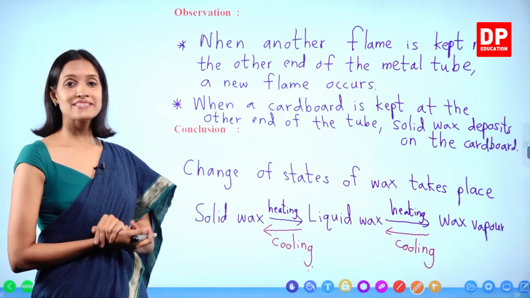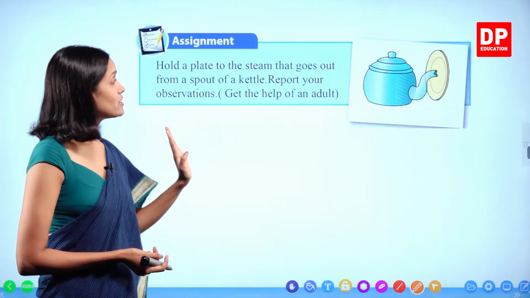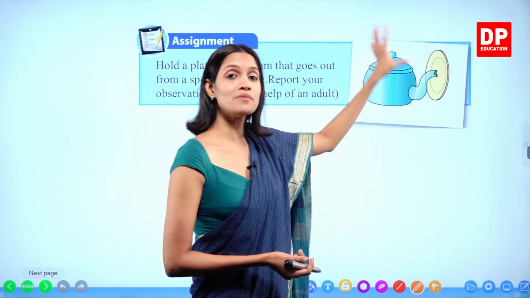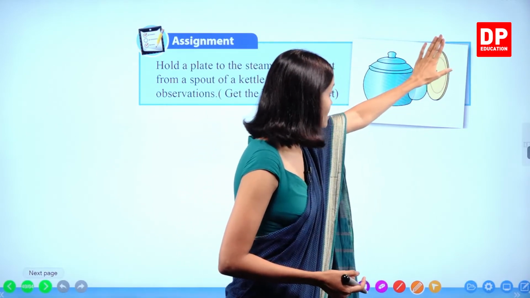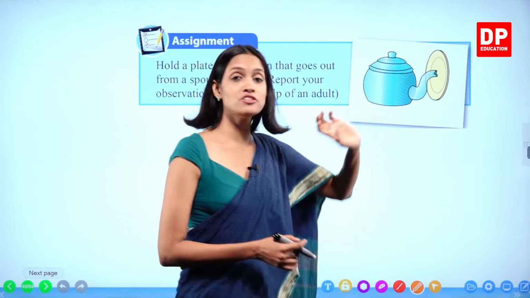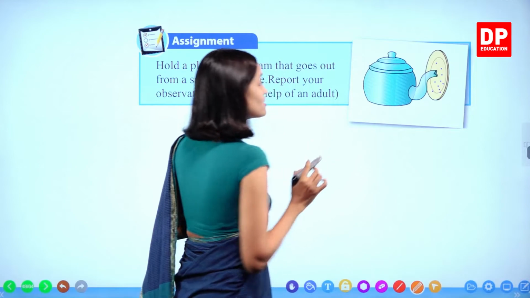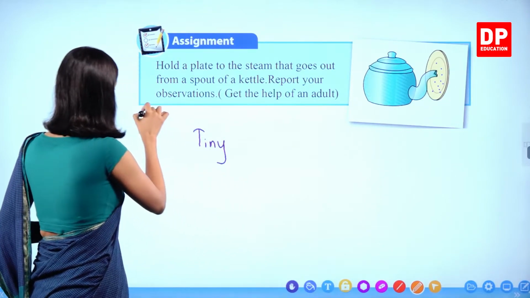Okay, children? We'll move on to the next. Right, children? Assignment we have to do here. You all can do this at home, but you have to get the help of your parents because this is a kind of risky activity, right? Hold a plate to the steam that goes out from the spout of a kettle. Report your observations, right? So when you boil water using a kettle, you can see that when the water is boiling, water vapor or steam comes out of the spout of the kettle. When you hold a porcelain plate like this next to the spout, after a few seconds, you will realize that tiny water droplets form on the plate. Right? This is the observation. We'll write that first. Tiny water droplets. This is the first observation we'll write.